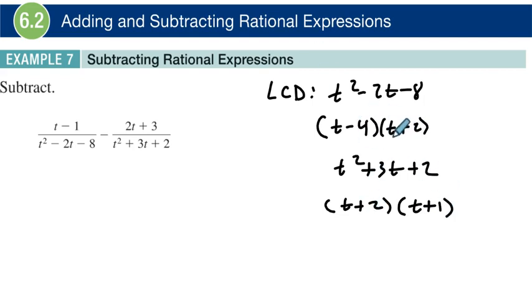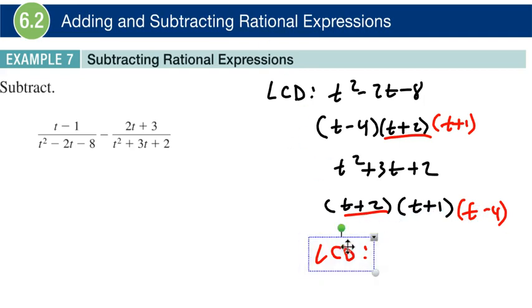Good, so let's see. They both have a t plus 2, but that means this one only has one t minus 4, which means this one needs a t minus 4. So now both of them have a t minus 4, and they both have a t plus 2. But now this one has a t plus 1, which means this one needs a t plus 1. So the lowest common denominator then is this whole thing right here. I'll just move this up. It's this. Okay, so this is what we're going to be working with.